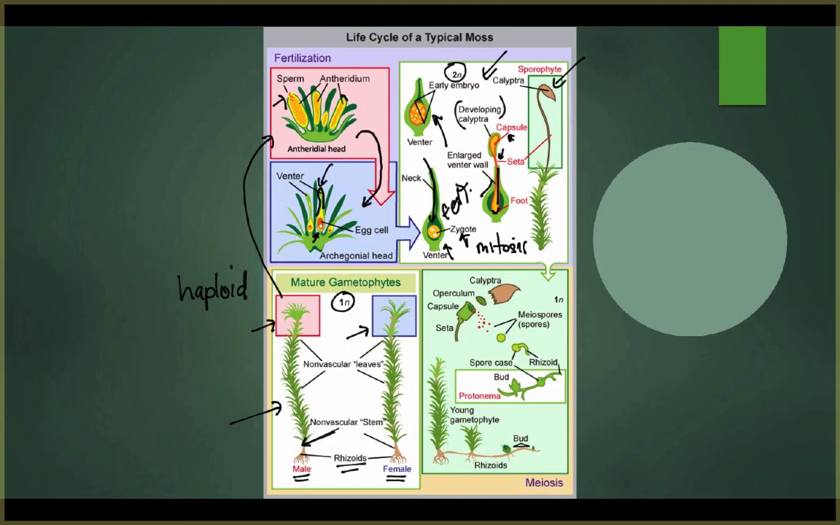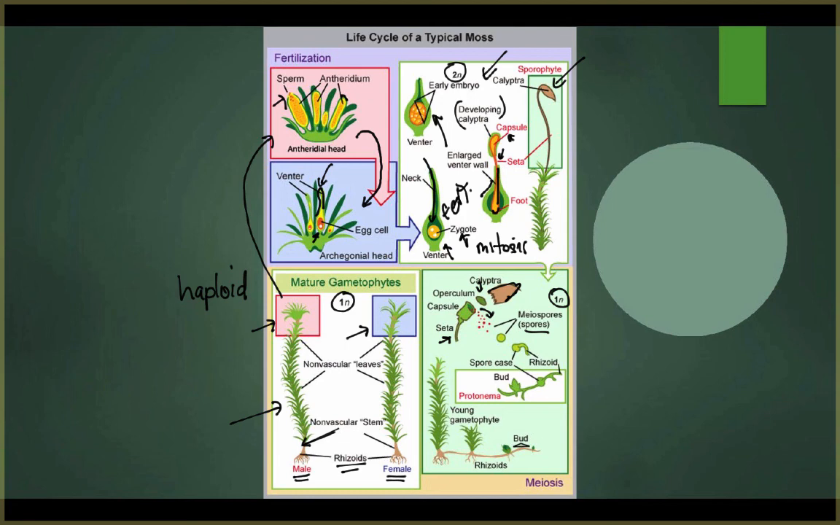Now, what happens with this is you can see at the end here, the seta is here, the capsule is here. The calyptra leaves. And you see the operculum is here, and that opening allows all those spores to release. At that point, because you've had meiosis happen, we're back into 1N.